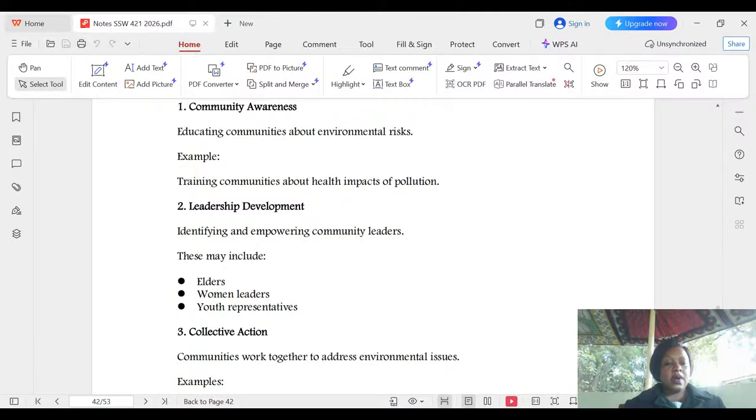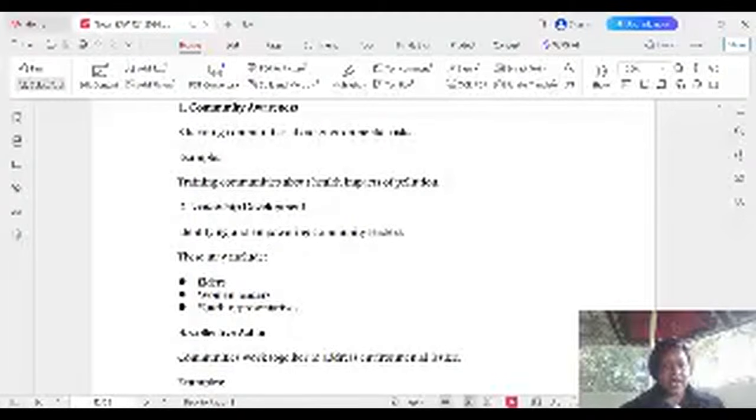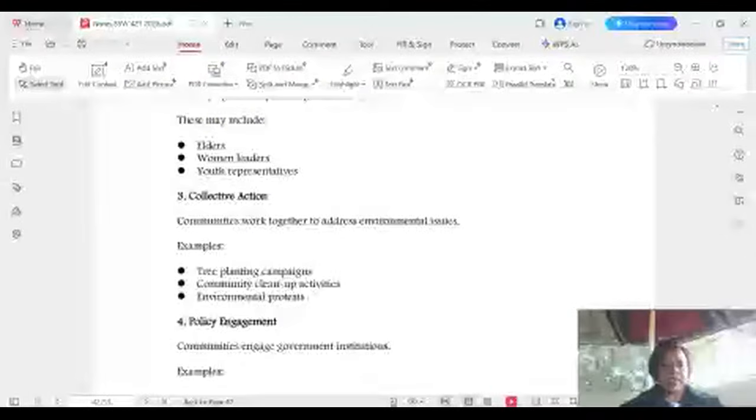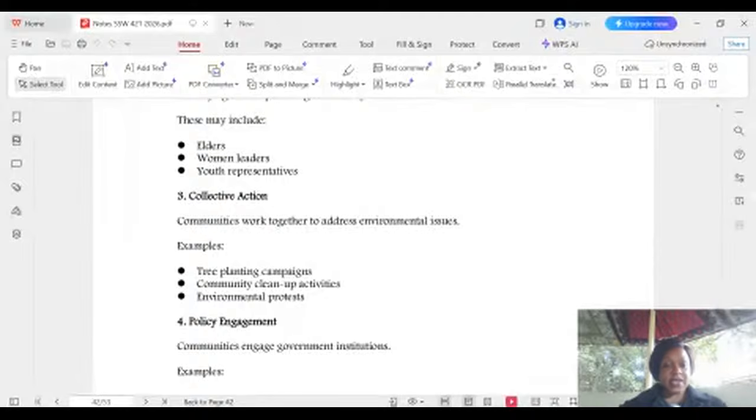So there are people whom community members are more likely to listen to. When they call for people to gather, people will attend the meetings, for example. So elders, women leaders, youth representatives, and so on. You have them in communities. In terms of community organizing, you help them in collective action. Communities work together to address environmental issues, for example, tree planting campaigns, community cleanup activities, and environmental protests.